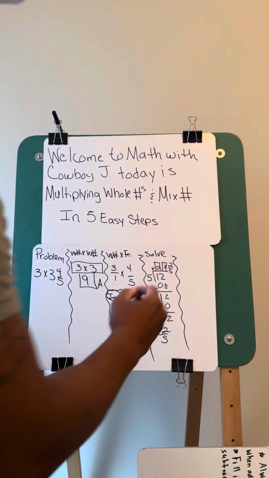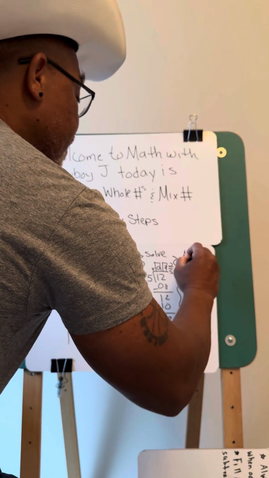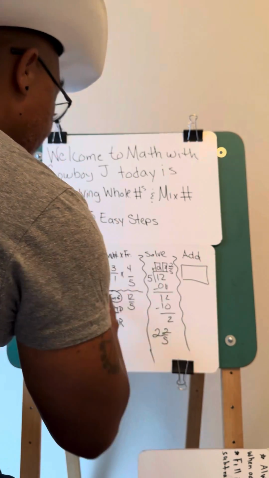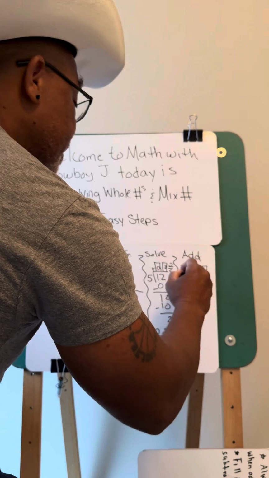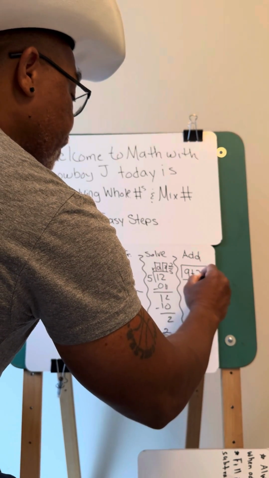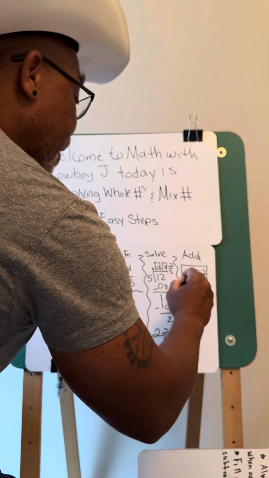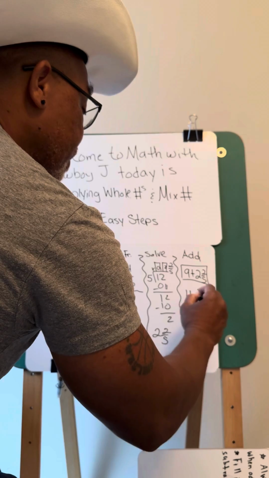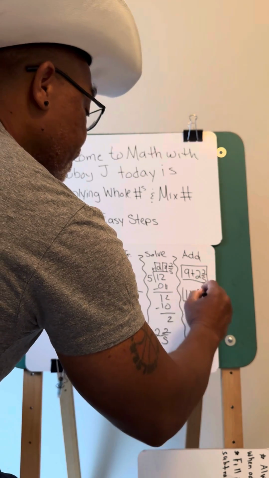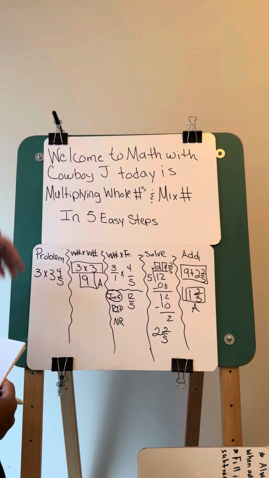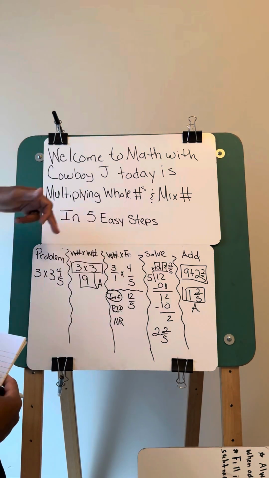Then I come over here where I'm going to add 9 plus 2 2/5. And then I get my answer because 9 plus 2 is 11 and 2/5. Boom.